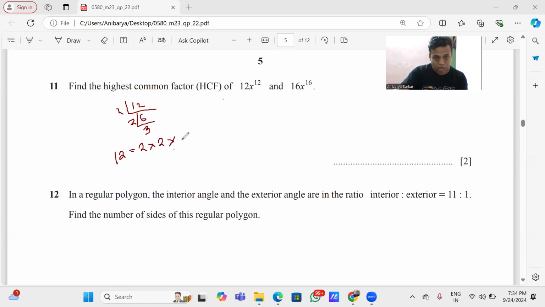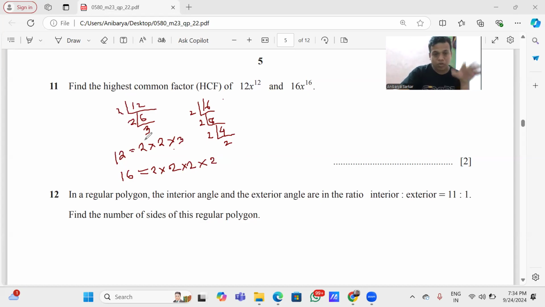The same for 16. Divided by 2, we get 8. Then divided by 2, it is 4. Then divided by 2, it is 2. So 16 equals 2 multiplied 4 times: 2 into 2 into 2 into 2. So how many 2s are there? Four 2s are there.